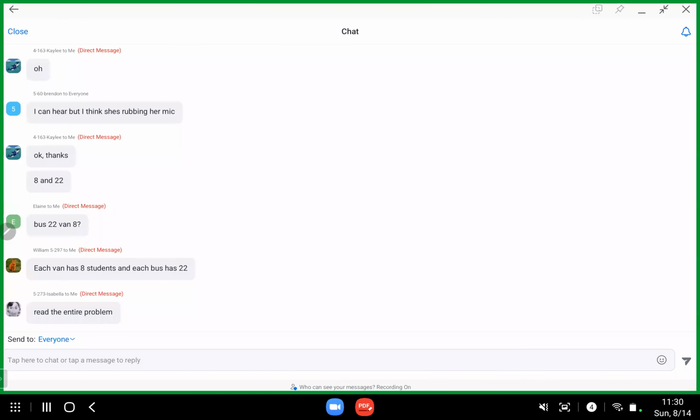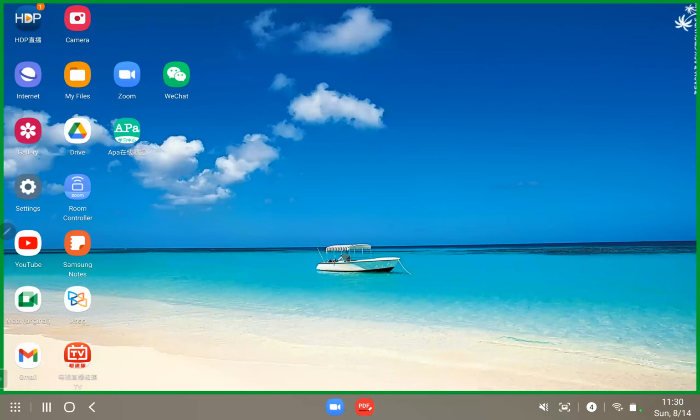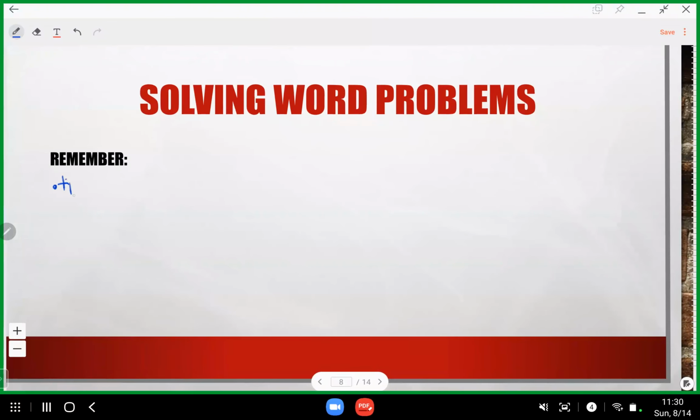Read the entire problem. Very good. So read the entire problem. It's very important to read. Some tips: read the entire problem. Very important. You might get something wrong if you do not read the entire problem. There's a lot of valuable information that you need for the formation of an equation, right? So you need to read the entire problem, get all that valuable information, and then you can solve the problem. What are some other tips that we have?